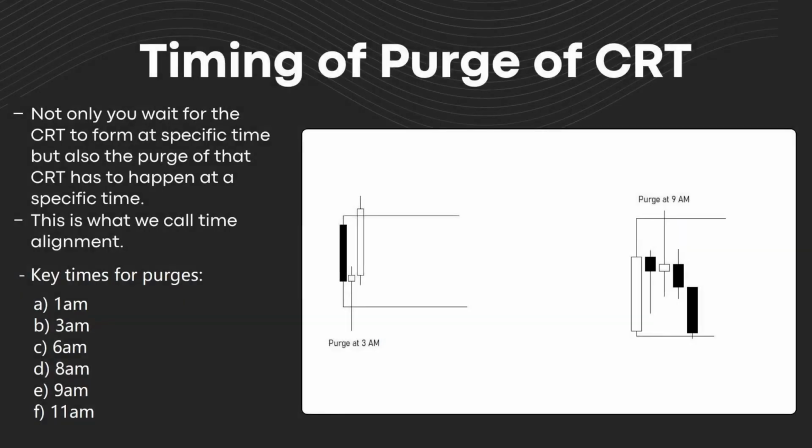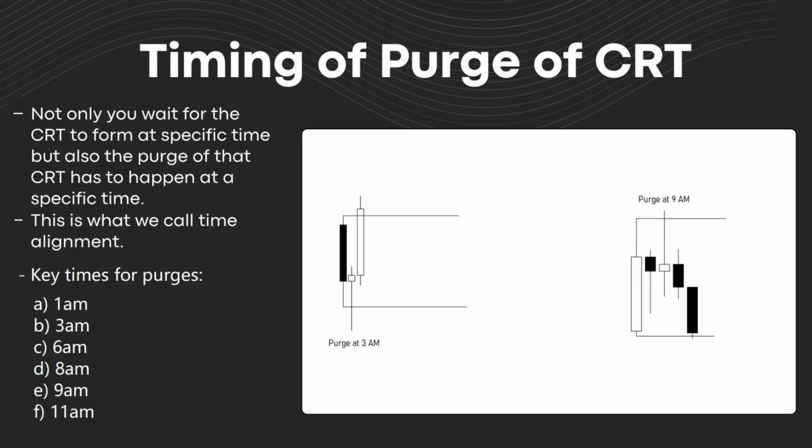Moving on, another important aspect of CRT or candle ranges is the timing of the purges of the CRT. So the idea is that not only do we wait for the CRT to be formed at specific key times, but also the purge or the turtle soup or the manipulation of that CRT also has to happen at specific times. After all, the second candle where the manipulation of the candle occurs is basically a turtle soup or a purge where a higher time frame key level is tested, and we know that all of that reaction must happen at key time to be considered valid.